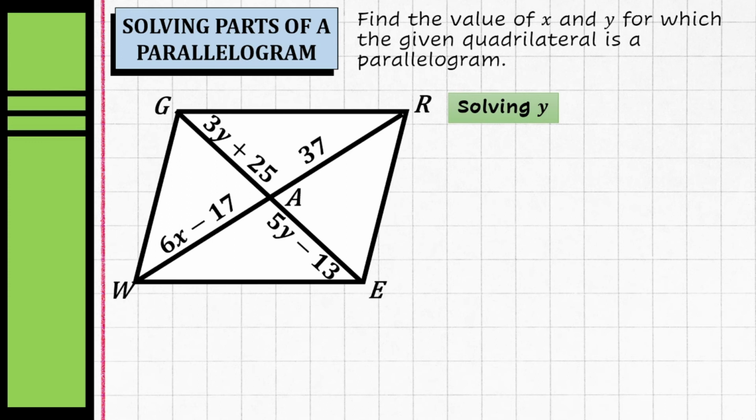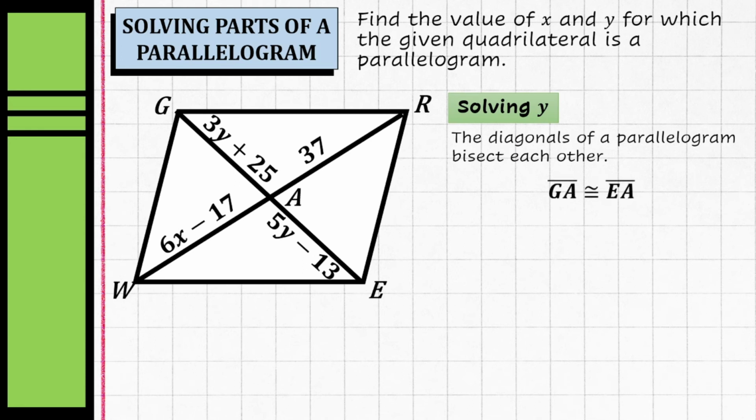Knowing that we still have the diagonals, we will still use the property that the diagonals of a parallelogram bisect each other. So we can say that segment GA is congruent to segment EA. Now, using this information, we can apply substitution. We will have 3y plus 25 is equal to 5y minus 13.